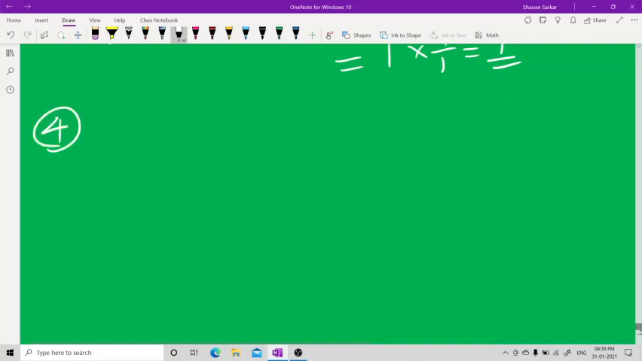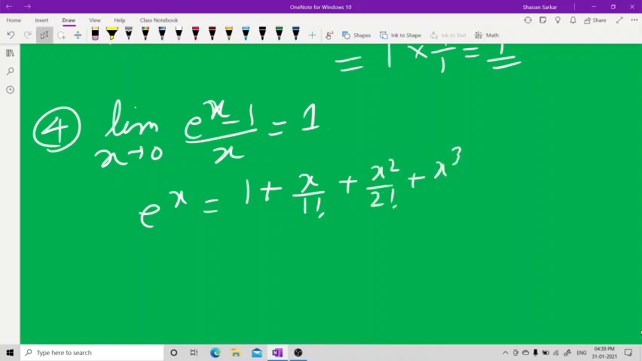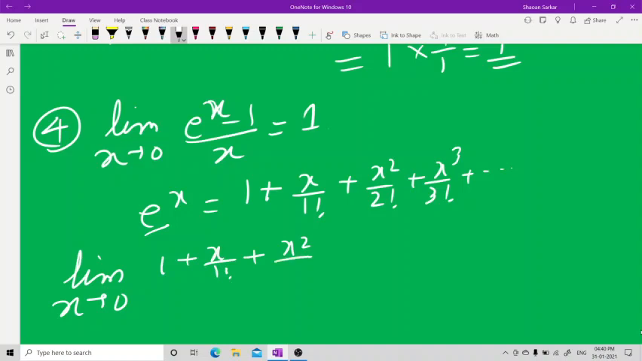The fourth one is the limit as x tends to 0 of e to the power of x minus 1 upon x, which is 1. Why? Let us see. The expansion of e to the power of x is 1 plus x upon 1 factorial plus x square upon 2 factorial, x cube upon 3 factorial, and so on and so forth. Now, instead of e to the power of x, you write 1 plus x upon 1 factorial plus x square by 2 factorial, x cube by 3 factorial, and so on, and at the end you write minus 1.